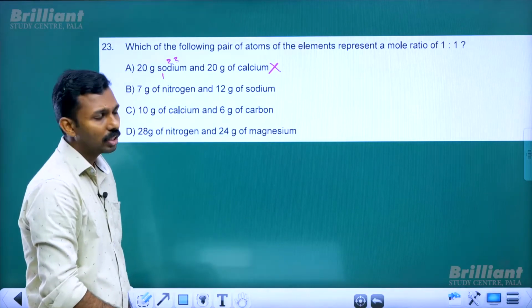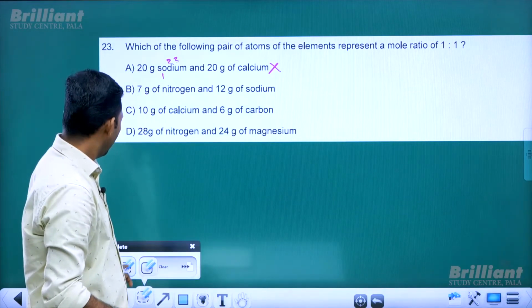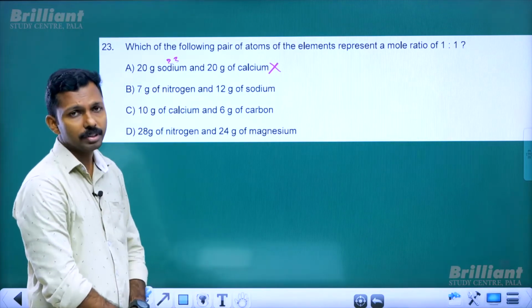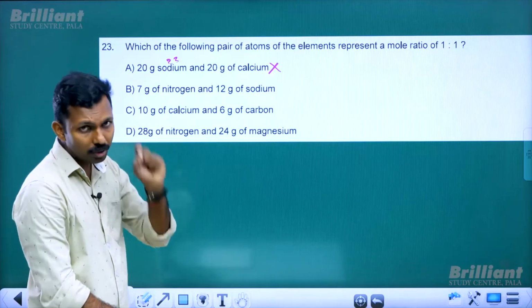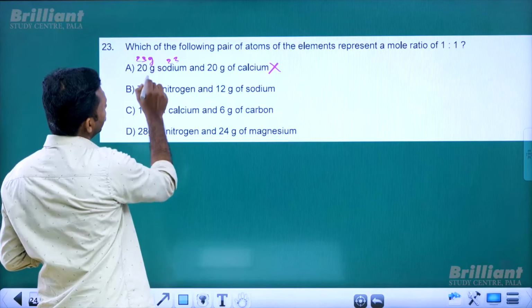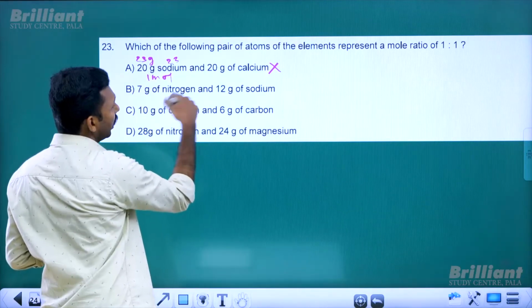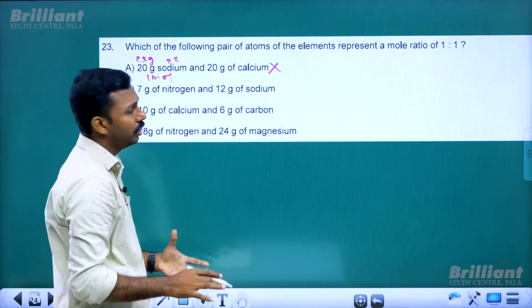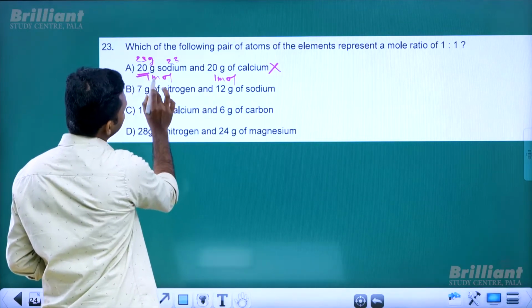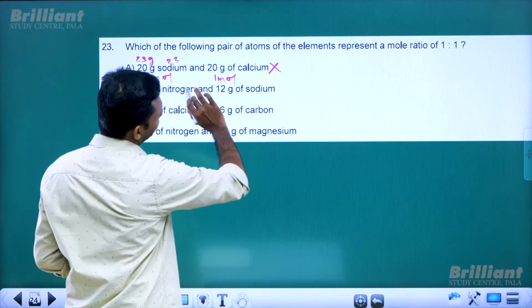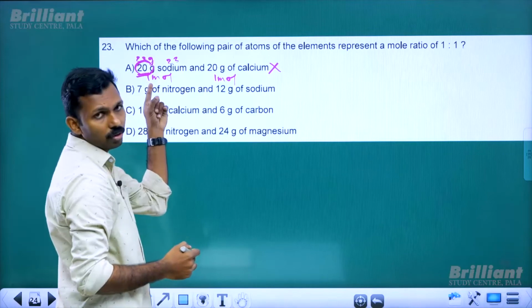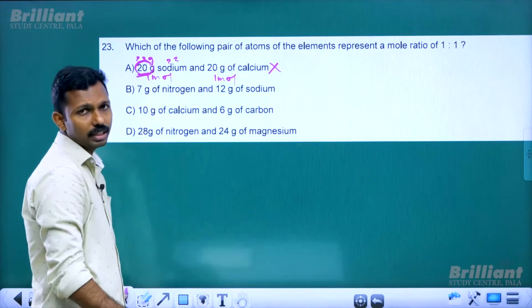I think it is clear to you. Once again I am repeating. For this question, you have to know the atomic masses of elements. Sodium atomic mass is 23. If it is 23 gram, we can choose it as 1 mole. Calcium atomic mass is 20 gram, that is equal to 1 mole. If here it is 23, we can choose it as molar ratio 1:1. But here it is given as 20, so it is not 1 mole. So first option cannot be considered, right?